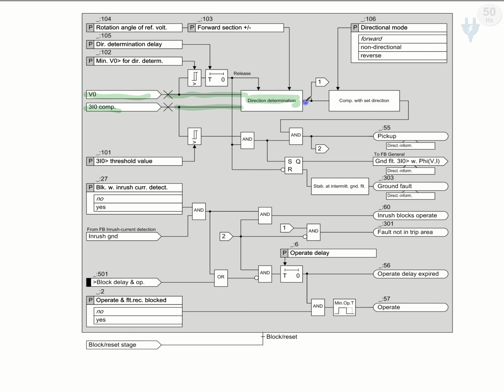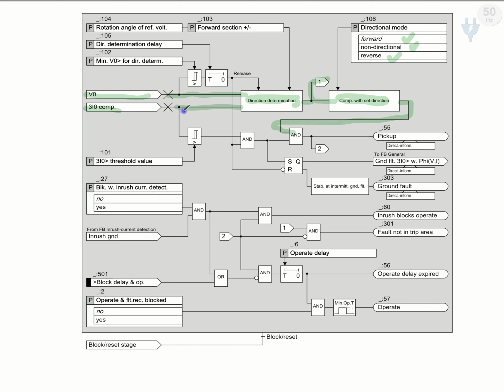After this direction determination block, one output goes to block number 1, and another goes for comparison with the set direction, which should be forward, non-directional, or reverse. We have 3 ways to select: trip in forward direction, non-directional, or in reverse direction. Then that signal goes to the AND block.